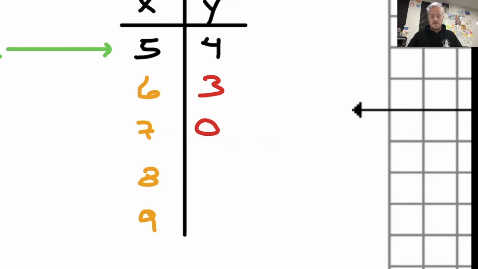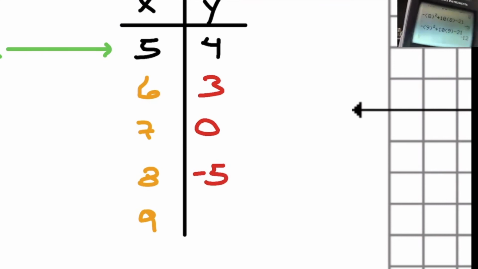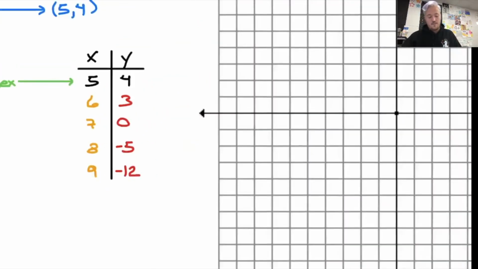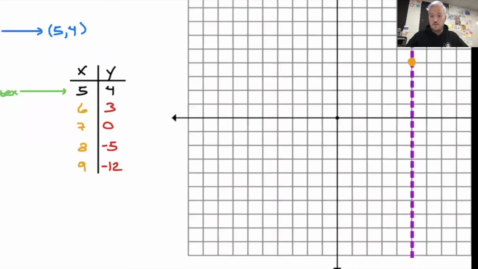So same idea. Now I'm going to plug in 8. So if I plug in 8, there we go. You get -5. Then I'm going to plug in 9. So when I plug in 9, you're going to get -12. So these are all the points that I want to plot on my graph.